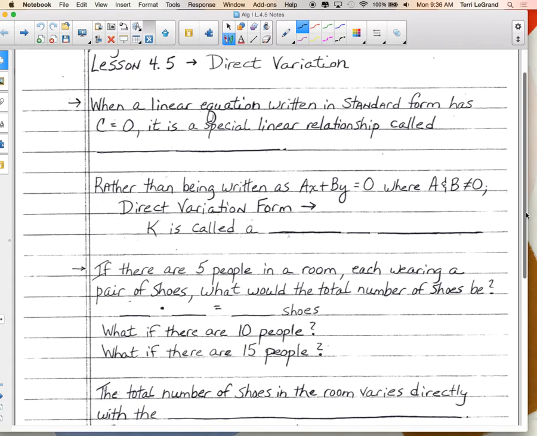The x's and y's are together on one side of the equation. The constant c is on the other side of the equation. So when a linear equation is written in standard form and the c value is 0, this is important: when our c value is 0, it is a special linear relationship called direct variation.